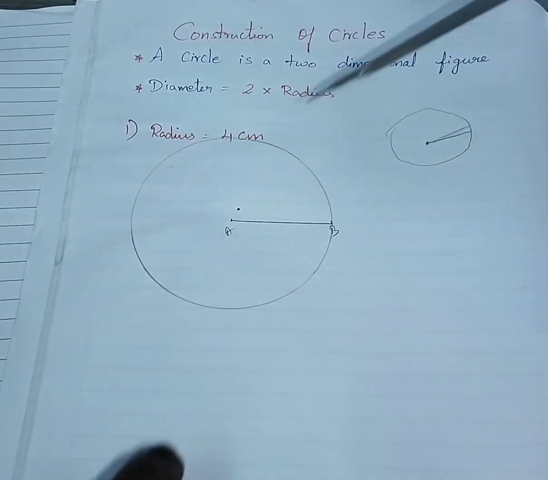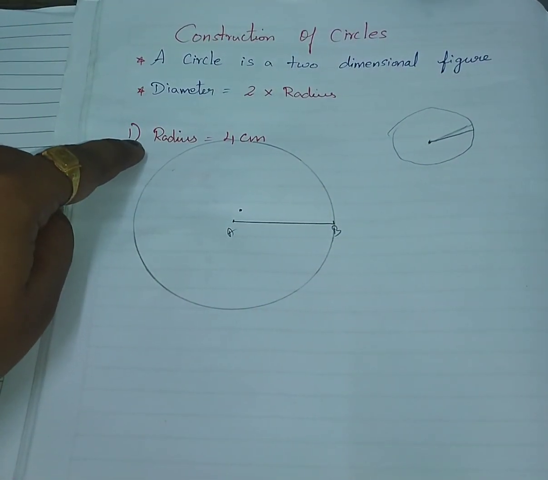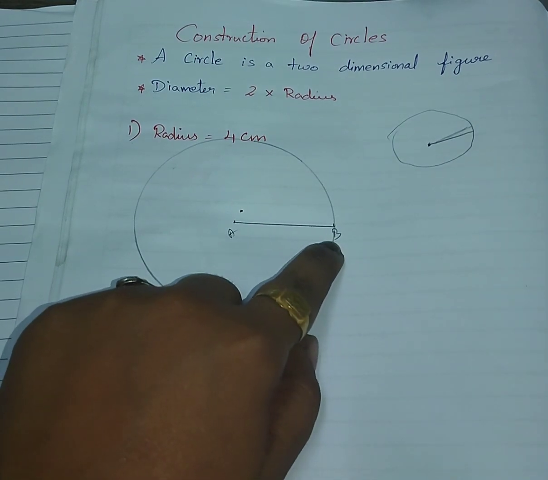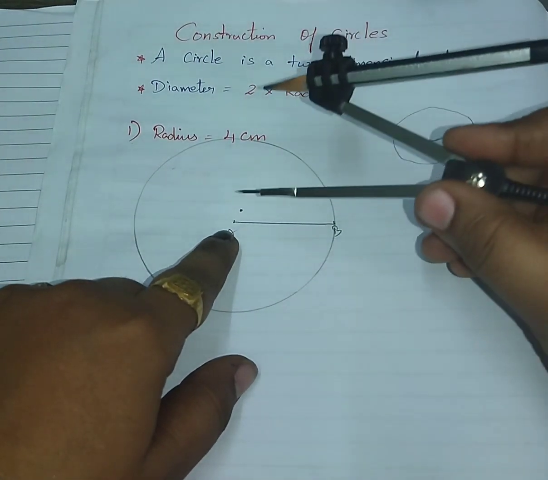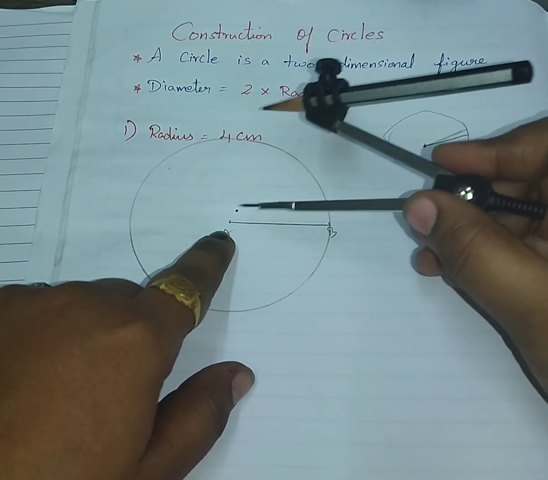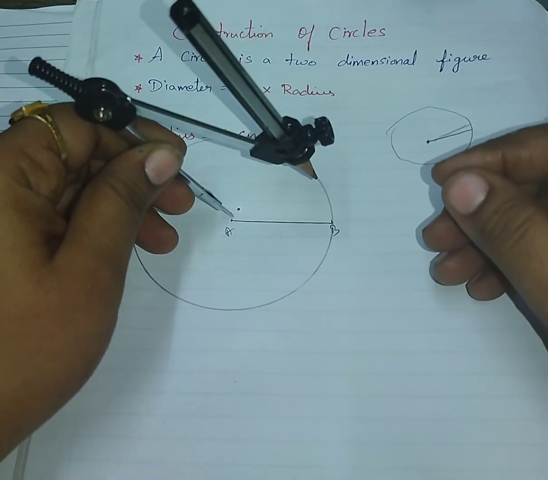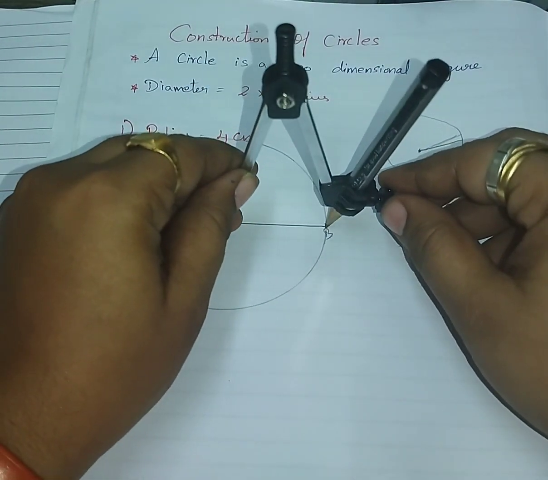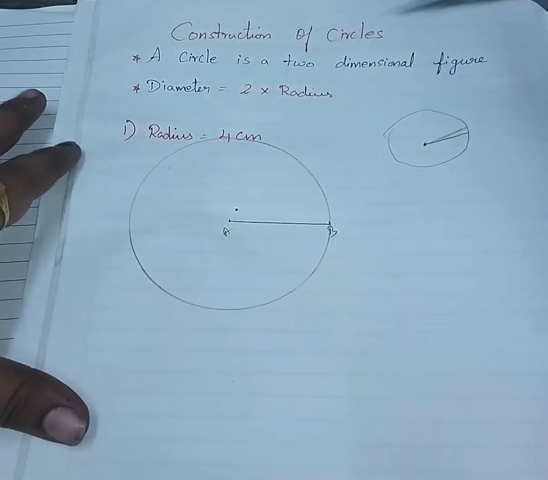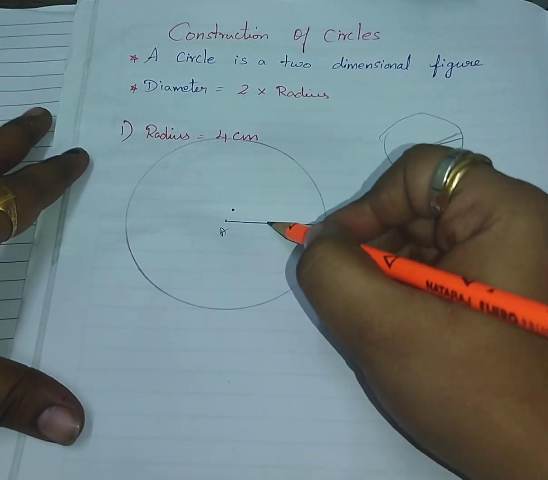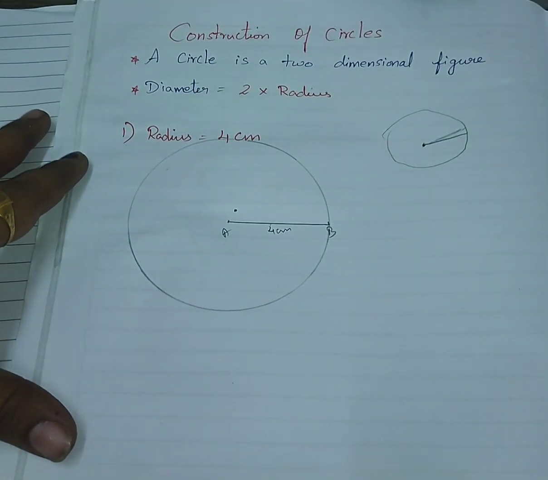So first step, whatever measurement, whatever radius is given, draw the line segment for that and keep the A as a fixed point. That will be your center. Then extend the compass, place it there at B and now draw the circle. So this will be your radius of 4 centimeter.